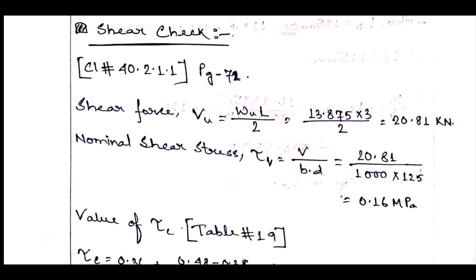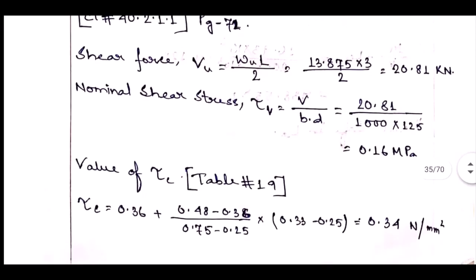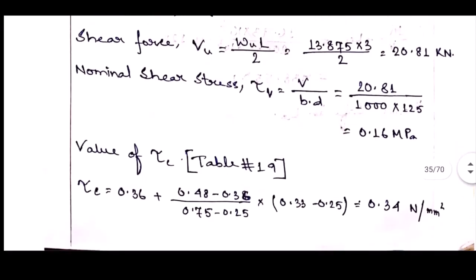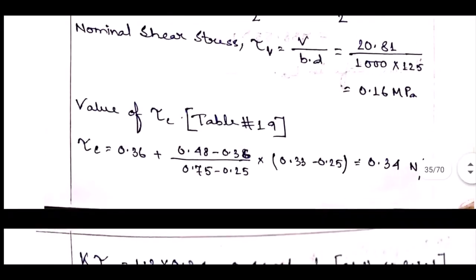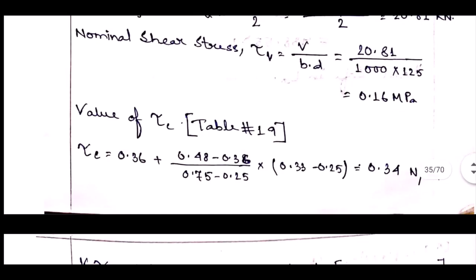Now the value of tau C from table number 19. So from table number 19 we have to find out the value of tau C. Let's go to table number 19, and after that we will get back here. We know the percentage of steel is 0.33, so let's go to the code.